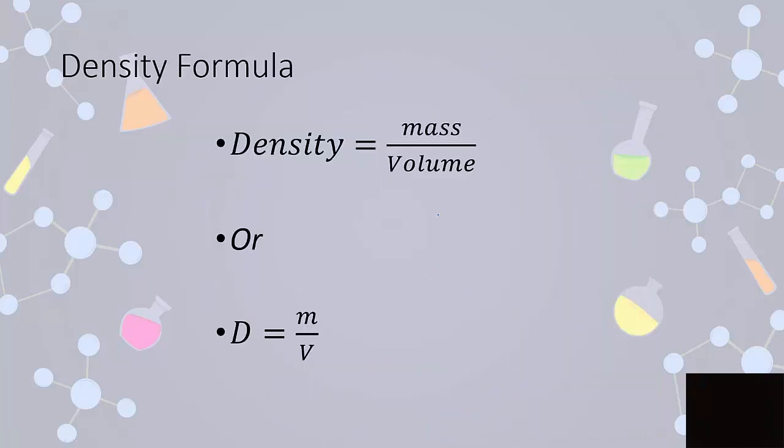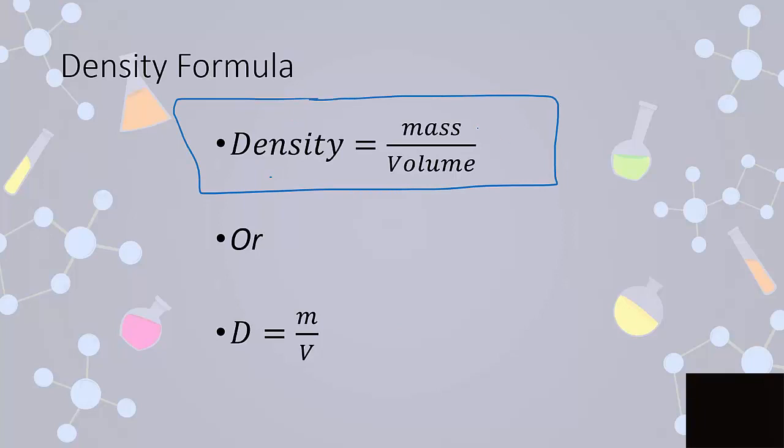Okay, so the definition of density, y'all, is the amount of mass in a certain volume. So that's what density boils down to. Density is the mass found in a certain volume of an object. And so that gives us the mathematical formula for it. Density is mass over volume.